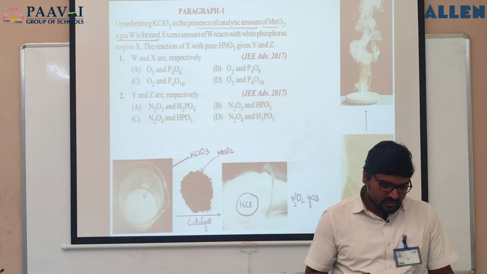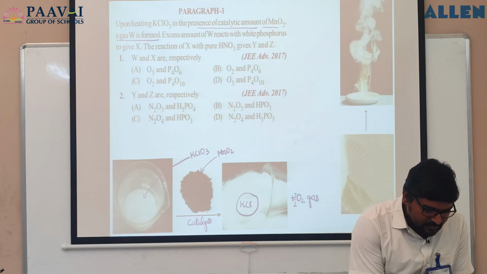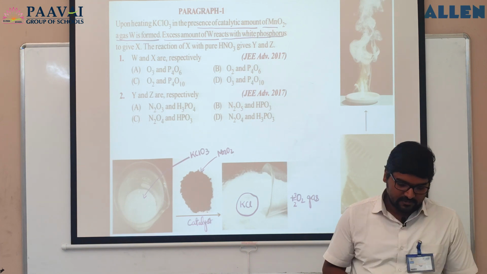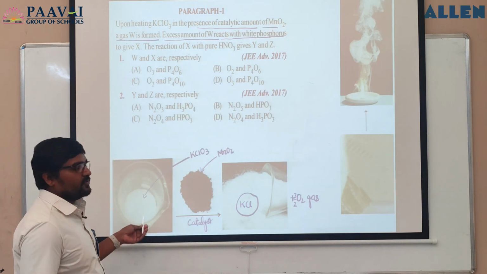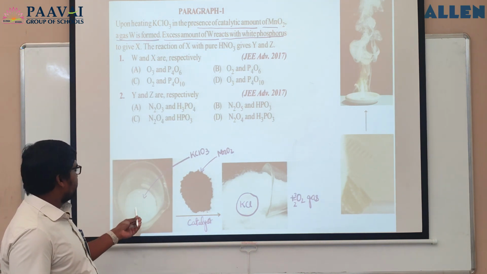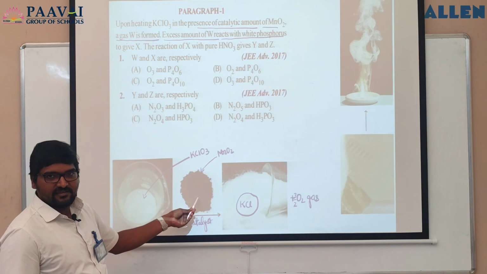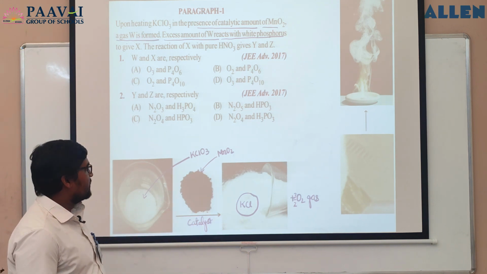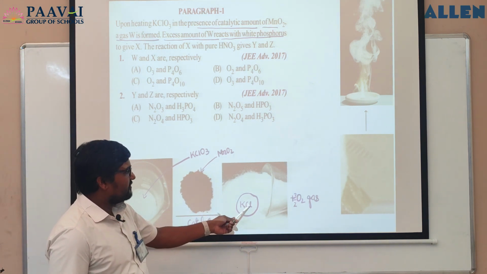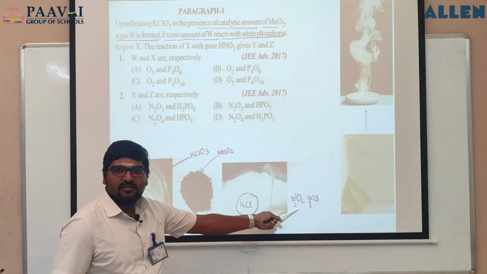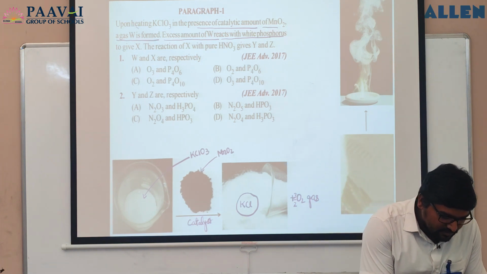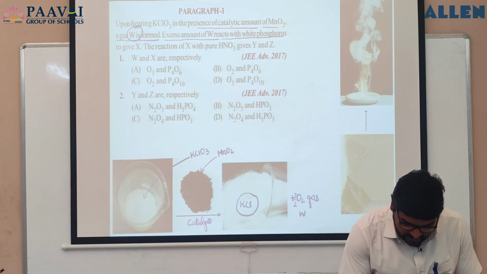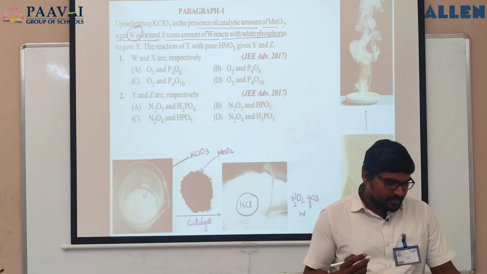Now, further, the excess amount of W reacts with white phosphorus. So, first let us see, we have started from potassium chlorate. We have heated it in the presence of manganese dioxide, which is the catalyst here, and the products we are getting are potassium chloride and oxygen gas. So, according to this paragraph, you see this W gas is oxygen gas. Let us go further.